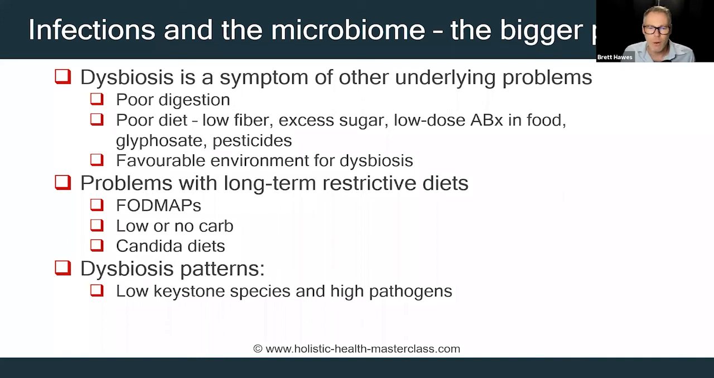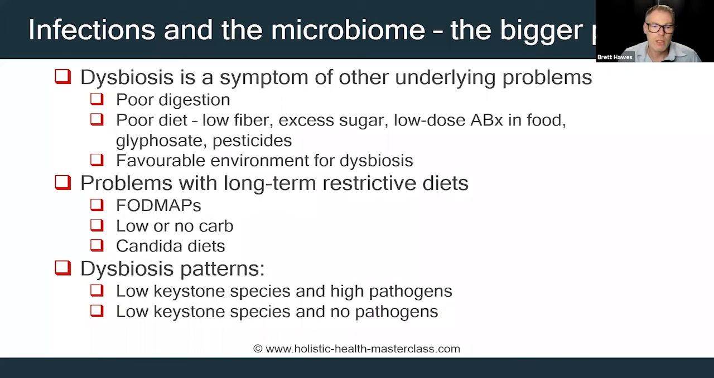Okay, let's just pause there for a minute and think about what that is saying. I have low probiotics and beneficial organisms, and I've got high pathogens. What would happen to that person if I went in there guns blazing with antibiotics and antimicrobials? I'm going to get the pathogens down, but I'm also going to deplete those keystone species even more. Okay, so that is going to require a slightly different approach to low keystone species with no pathogens.